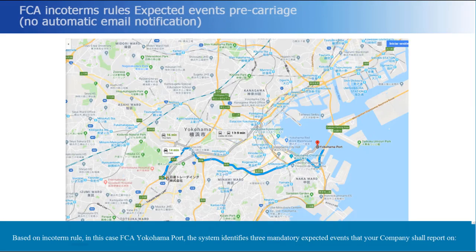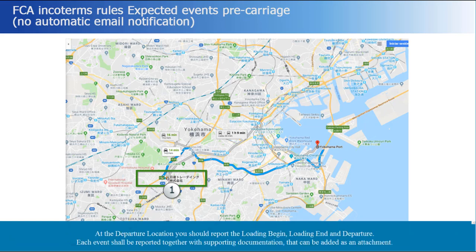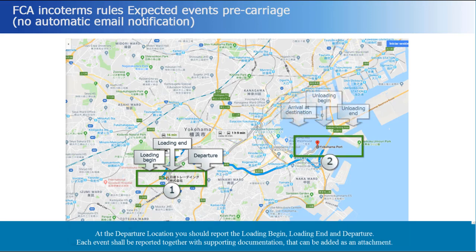Based on Incoterm rule, in this case FCA Yokohama Port, the system identifies 3 mandatory expected events that your company shall report on. At the departure location you should report the loading begin, loading end and departure. Each event shall be reported together with supporting documentation, that can be added as an attachment.